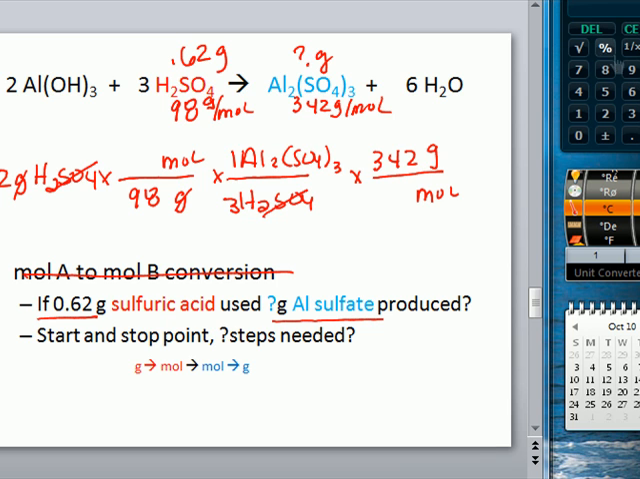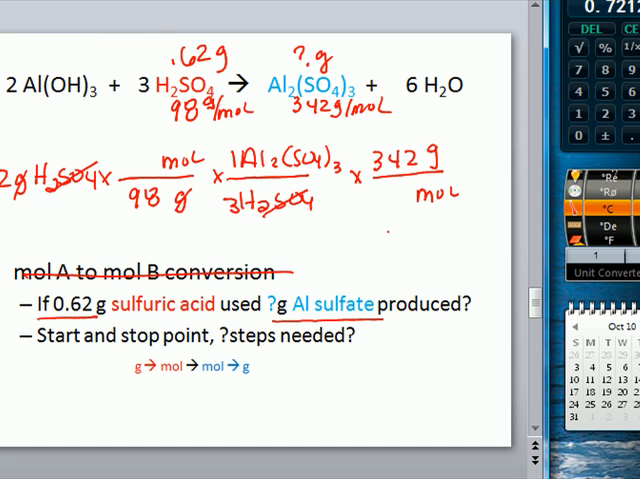Now to do this, again, I'm going to multiply by everything on the top. 0.62 times 342. I'm going to divide that by 98. Push equals. I don't think I did that right. Let me clear that. 0.62 times 342 equals, divide that by 98 equals, and then divide that by 3.